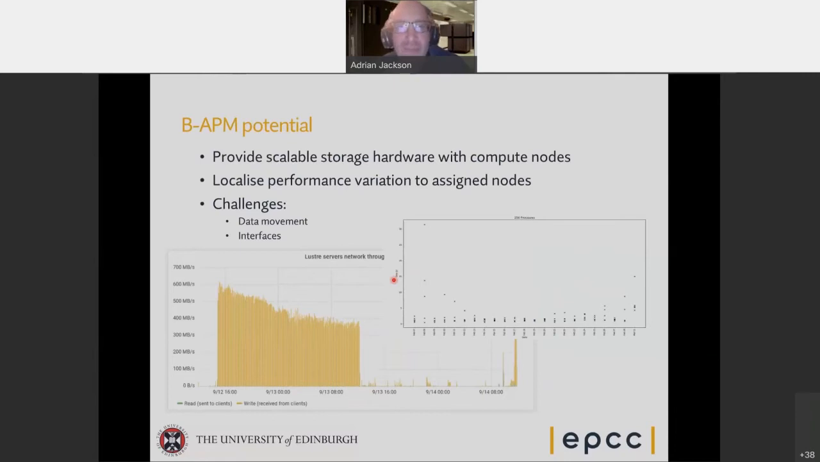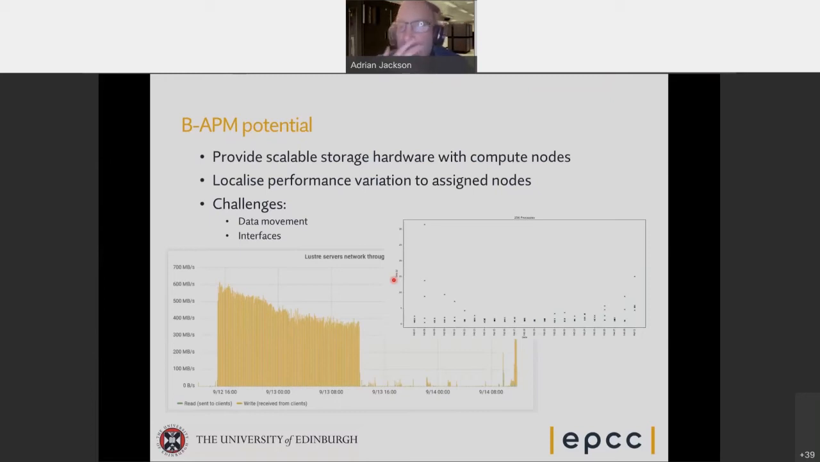It's clear that this byte addressable persistent memory, this Optane memory, has the potential to really speed up I/O performance compared to traditional parallel file systems. One of the other interesting things about it, of course, is that because we're putting it directly into the compute nodes, you also have local access to storage.